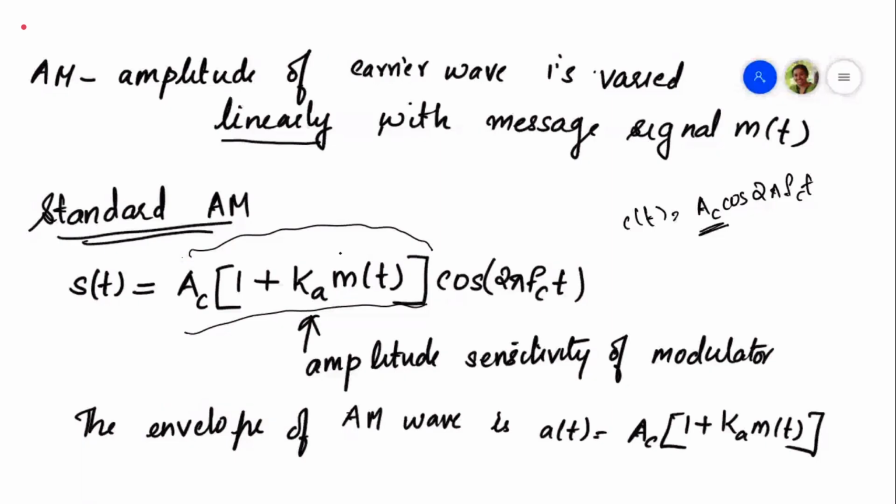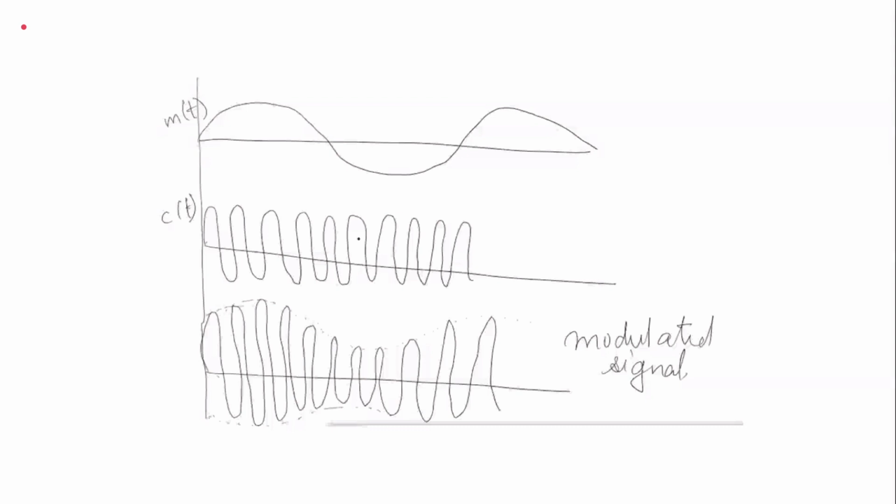So the figure will look like this. This is my message signal m of t. This is a lower frequency signal. This is a carrier signal, higher frequency signal. And see the maximum amplitude. It was just Ac. And now at any instant, the value will be Ac into 1 plus Ka into m of t. So here will be the maximum value.